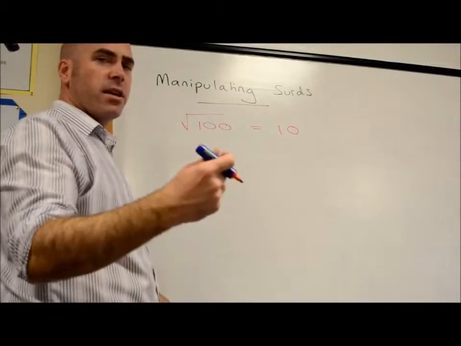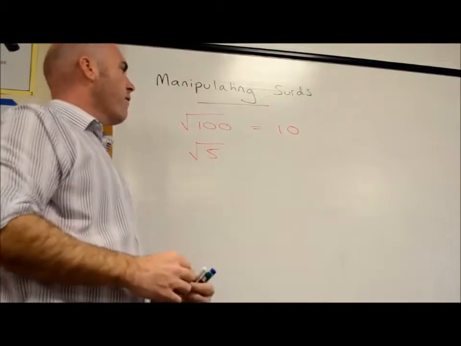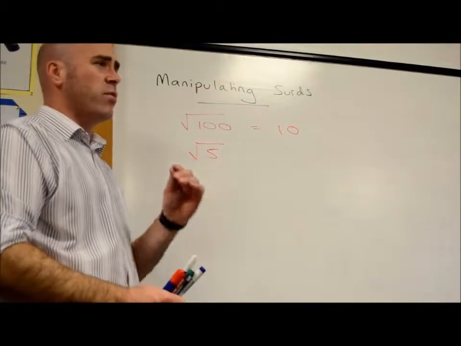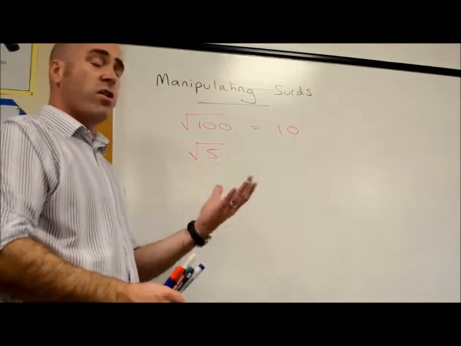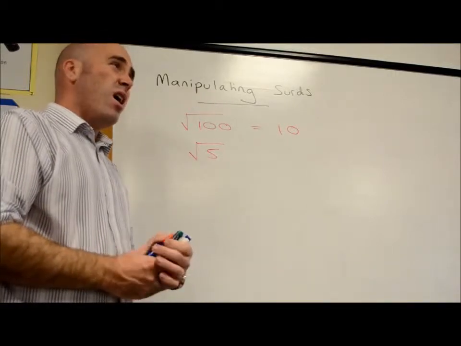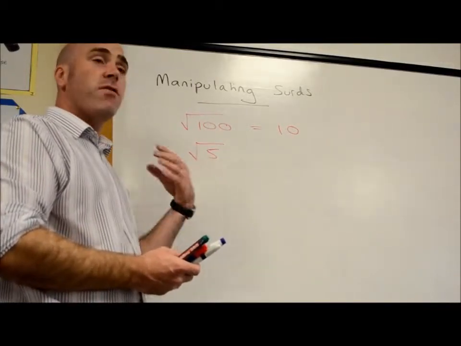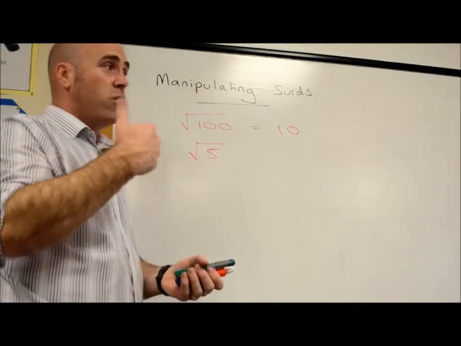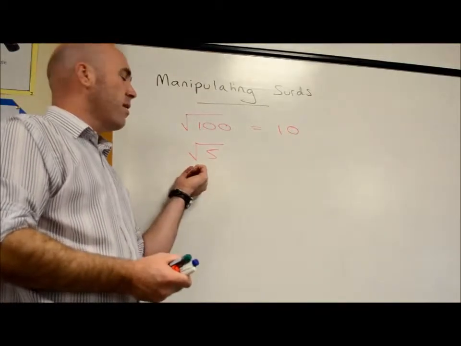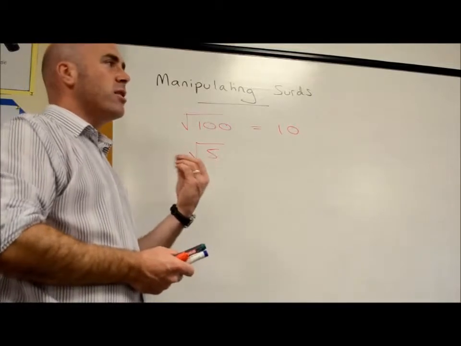A surd is where you have something like this. So you would have the square root of 5. Now, the square root of 5 is not a square number, so if you take the square root, you get a decimal that never repeats or recurs. So what you actually have is an irrational number. As a mathematician, you want to keep root 5. If you keep it written as root 5, then you lose no accuracy.